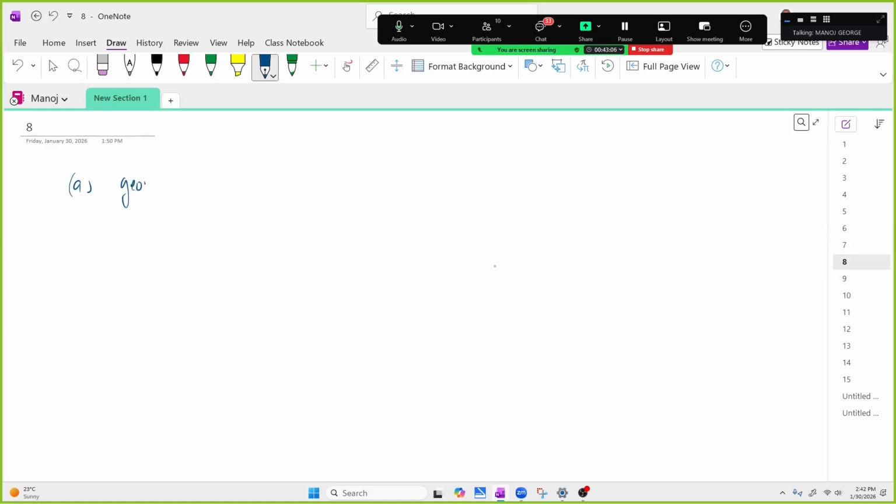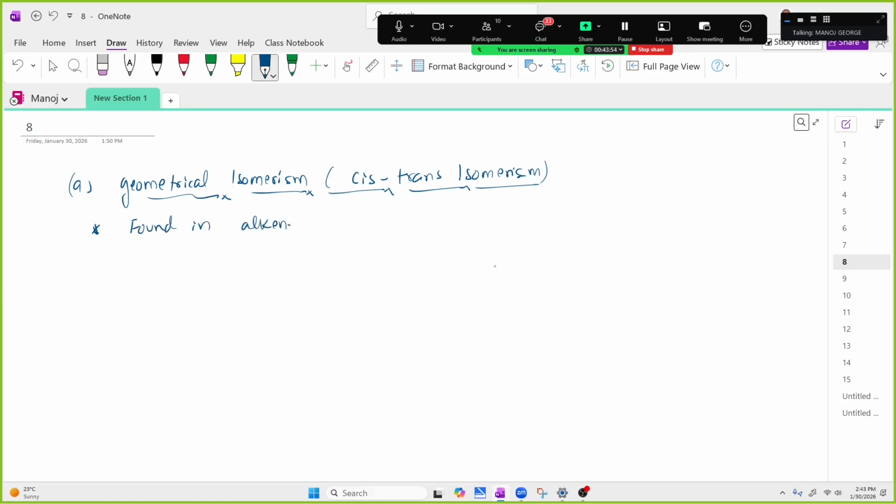Okay, so let's have a look at geometrical isomerism, also called as cis-trans isomerism. Now, when it comes to geometrical isomerism, there are a few points you have to keep in mind. The first point, this is with respect to AS level, because in senior classes there are some other possible explanations for geometrical isomerism, but here this is found in alkenes. That means they have a carbon-carbon double bond.